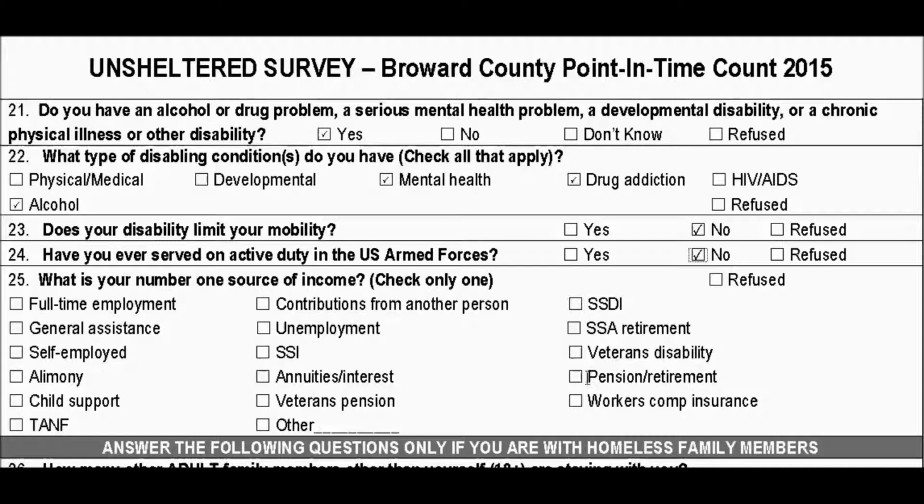Question number 25 only allows for one option to be selected. Please emphasize that you need to know their number one source of income and select that option. If they give a response that is not listed, check the other box and write in their response.